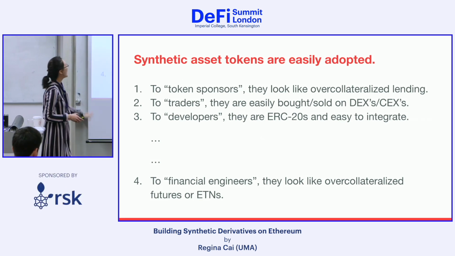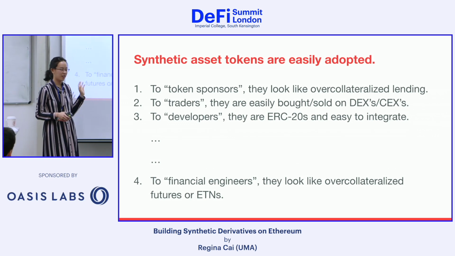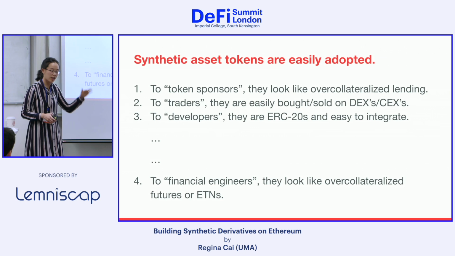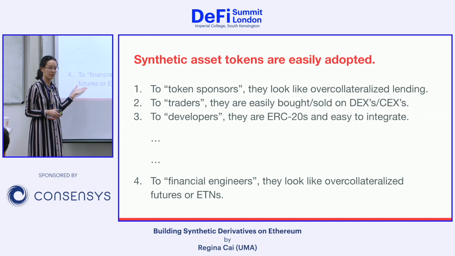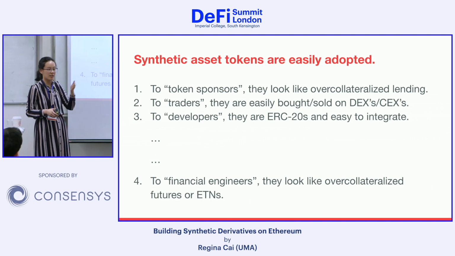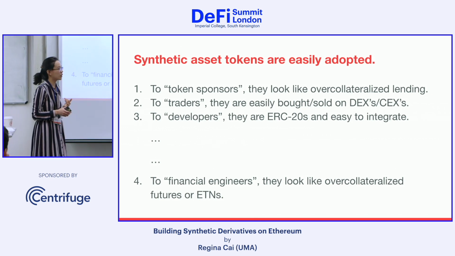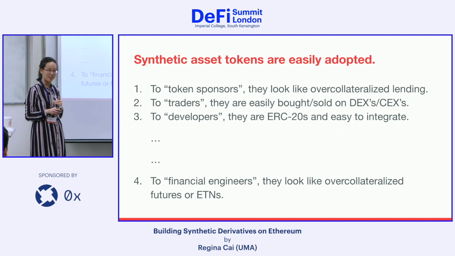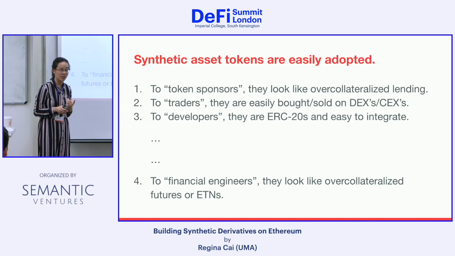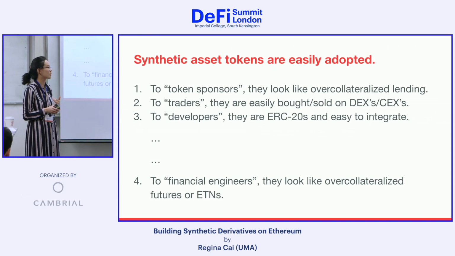Okay. So synthetic asset tokens are easily adopted, and this is the primary reason that we, again, going back from synthetic derivatives all the way to synthetic asset tokens, chose to launch a product that allows people to create these. And it's because, as I said, they're very easily adopted. To token sponsors or the token facility owners, they look like over-collateralized lending. And I've heard this tweet that over-collateralized lending is the hello world of DeFi. And so that's great. We're going to leverage that. And we're going to try to get token sponsors to understand exactly the kind of risk they have.